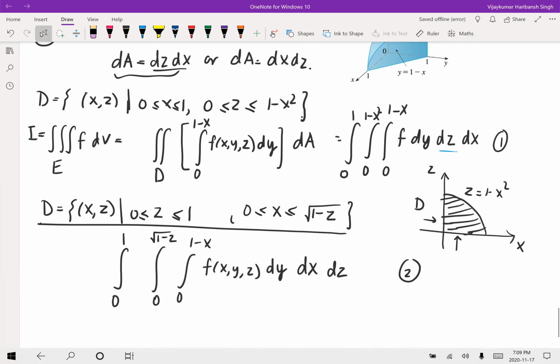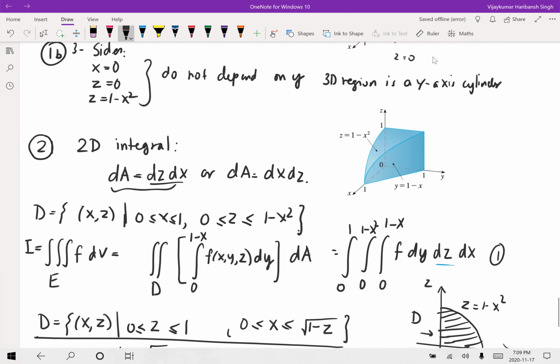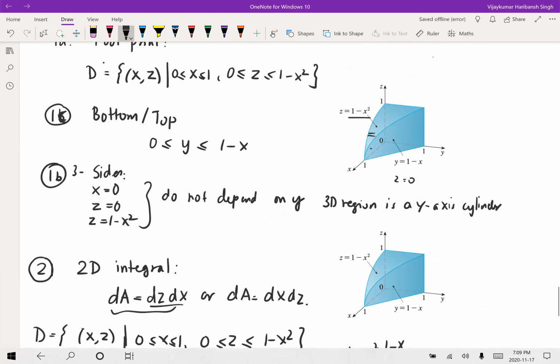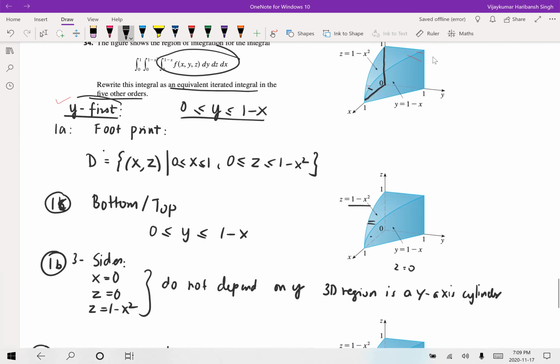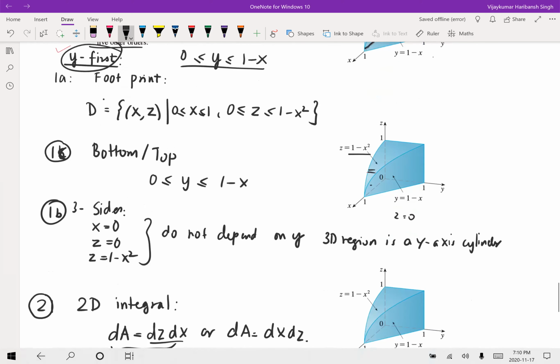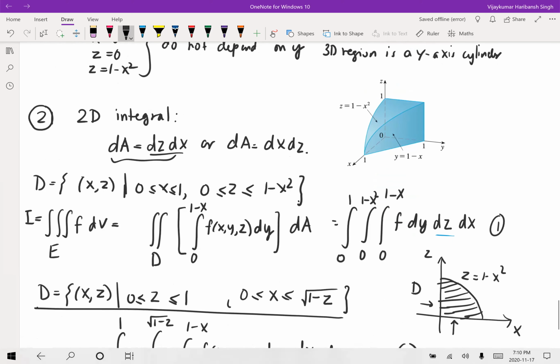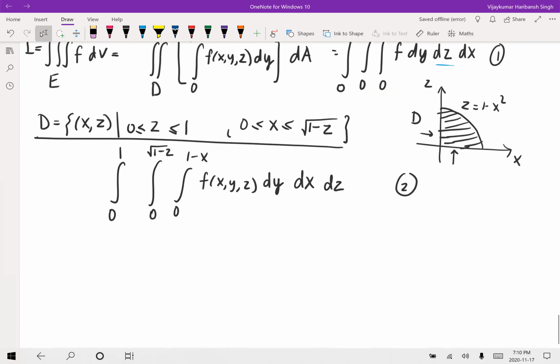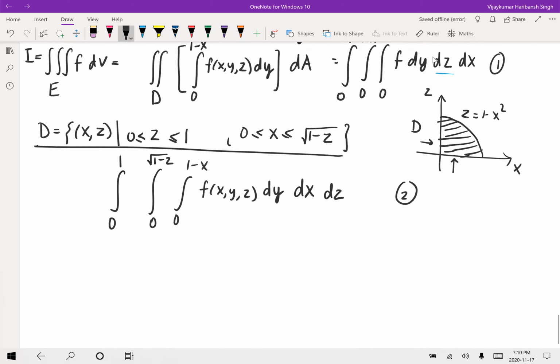Now similarly, for this region D, we did y first here. We could also do x first and z first. Now x first is interesting because it's a very interesting hybrid region. You should look at that, x first. It's a very interesting region, and you should look at it.